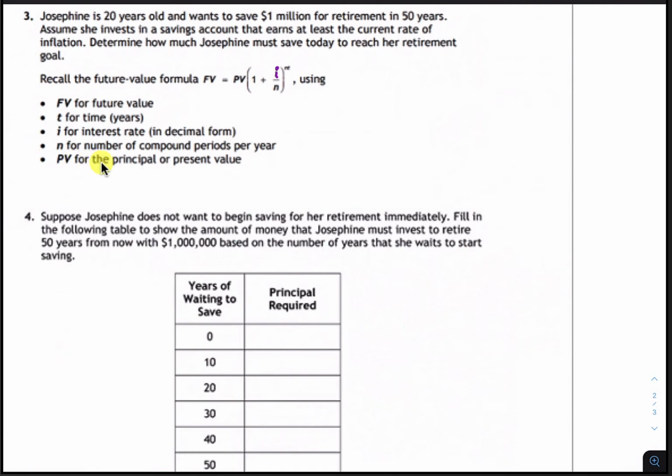So let's begin just writing this equation with the numbers that we have in this paragraph. The future value is $1 million. That's how much we want to end up with at retirement. It's equal to the present value. That's what we're trying to solve for. You know, how much do we have to put in the account today? And it's 1 plus, and then this interest rate is the current rate of inflation, which happens to be 7.5%.